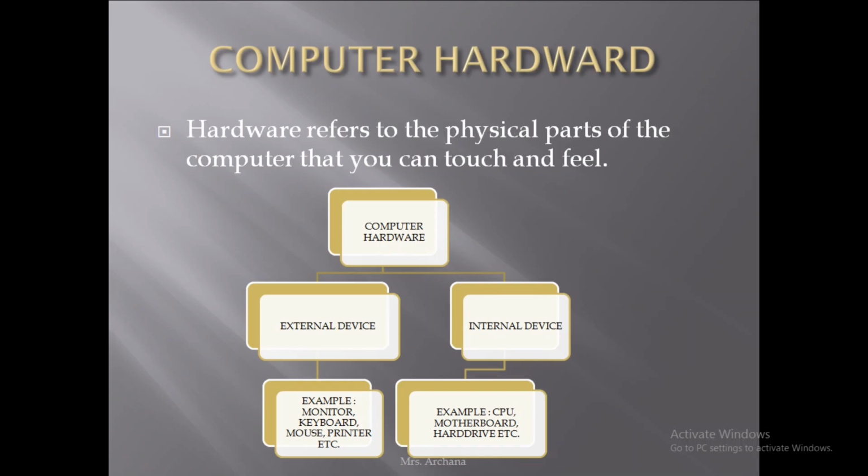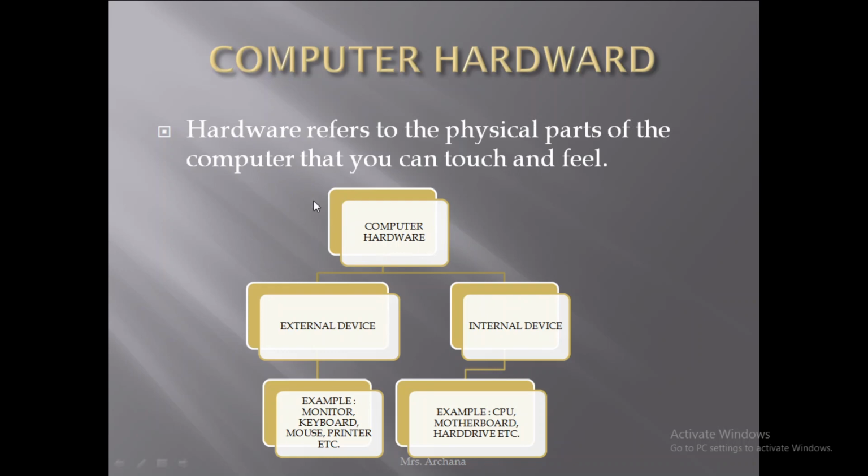First is, what is computer hardware? Hardware refers to the physical part of the computer that you can touch and feel. Some examples: whenever we are using the computer, the monitor we can see, we can touch, we can feel. The CPU we can see, touch and feel. The keyboard also we can see, touch and feel. These things refer to the hardware. That means these are the physical parts of a computer.